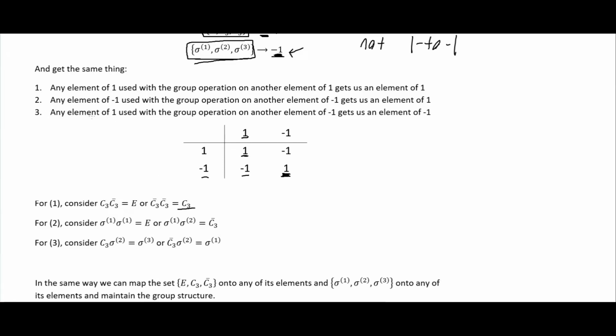So anything that's an element of minus one acting on anything that's an element of minus one, so we're taking two things from minus one, gives us either E, which is from positive one, or it gives us this C3 bar, which is from positive one. Then consider this for if we're taking anything from minus one and minus one. I think I got that mixed around. So this one up here is minus one and minus one. This one is positive one and minus one. So minus one and minus one will give us something from positive one. Positive one and minus one will give us something from minus one.